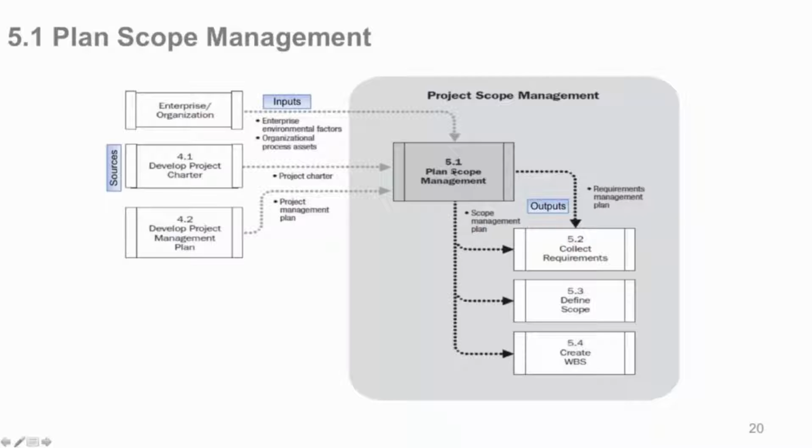And now the main output of this process is the scope management plan itself, which is used to help guide us as we collect the requirements, define the scope, and define the work breakdown structure. The companion output is the requirements management plan, which goes specifically into collect requirements, because that is what you need to look at in particular as you review with your stakeholders to make sure that your requirements plan is correct and the actual requirements are correct.